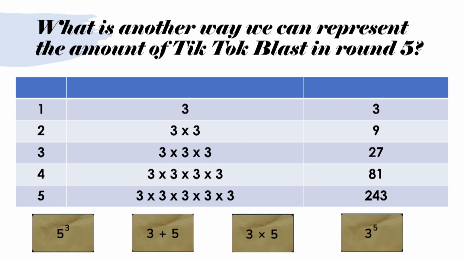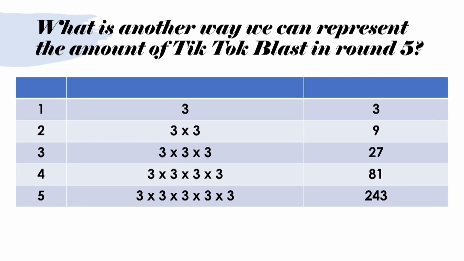Now think about what we talked about earlier with our vocabulary words. The big number is the base, and the small number up at the top is the exponent. So if we are multiplying 3 5 times, what answer do you think it's going to be? If you chose 3 to the 5th, you are correct. We are multiplying 3 5 times.